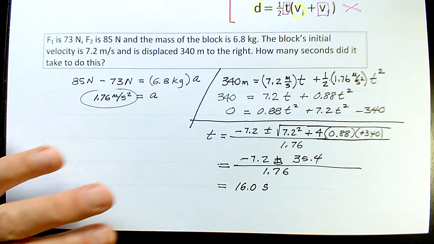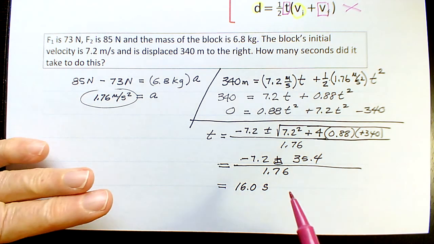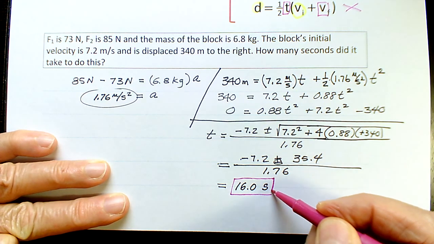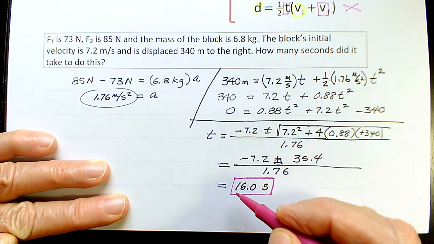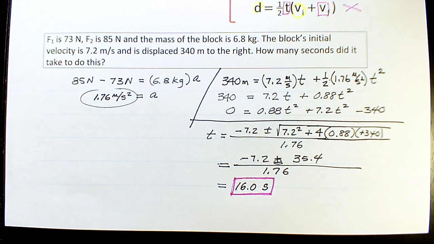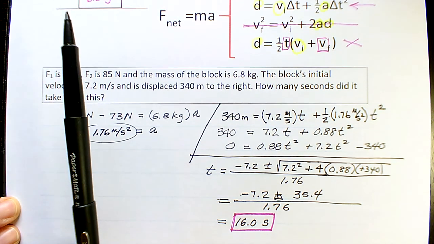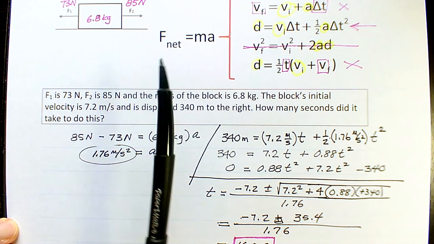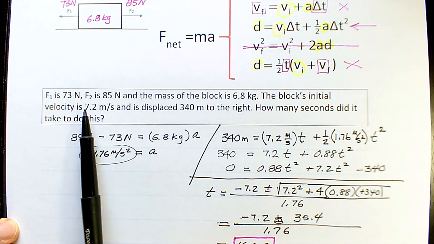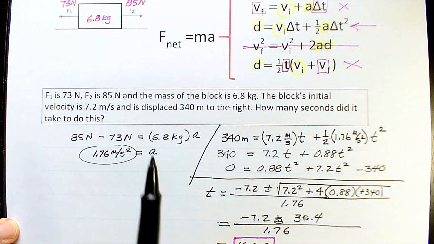And since my units were consistent from the beginning, I know my time is going to come out in seconds. And that's the reason why you do a unit analysis, and you understand that newtons and kilograms and meters and seconds and so on all work together to give you the same result over and over. That's unit consistency. So it's going to take 16 seconds for this object to be displaced with those two forces acting on it for this particular amount of time, 16 seconds. It's going to displace this far, having had an initial velocity of 7.2 meters per second.